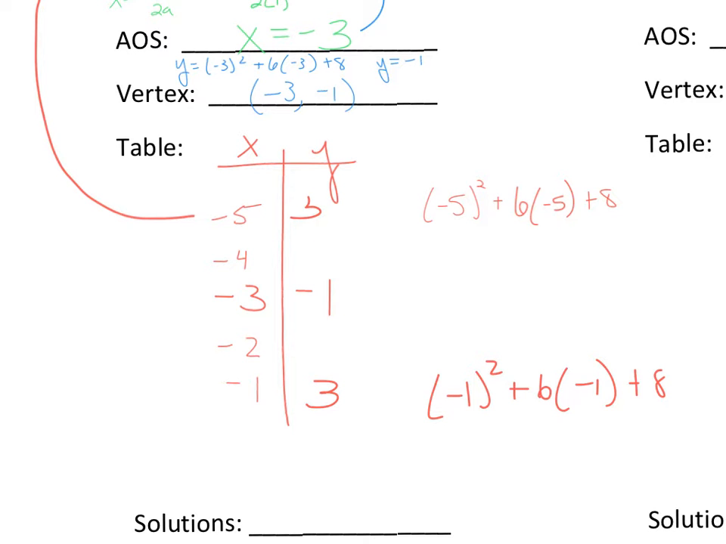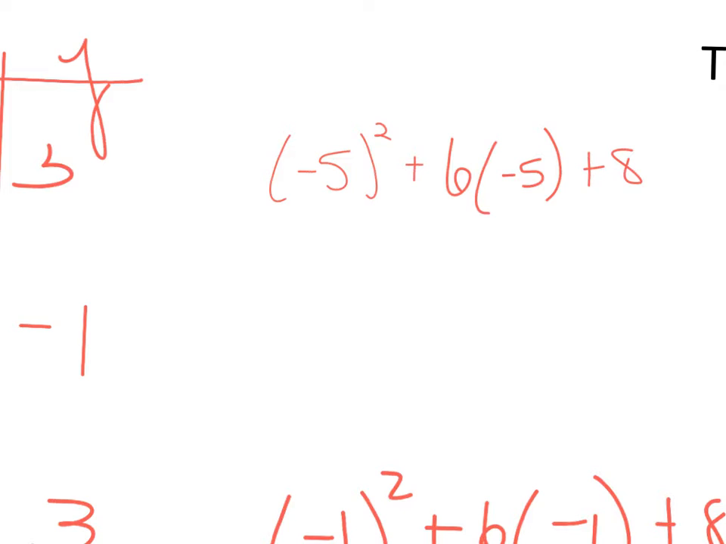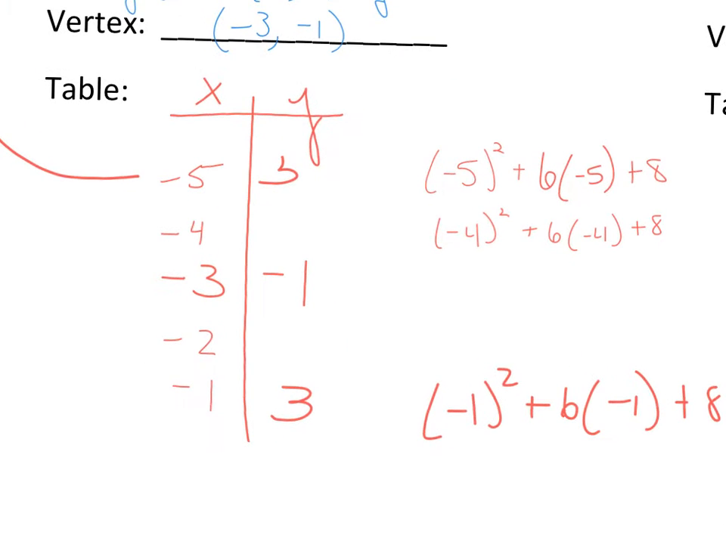Okay, now I'm going to do the same thing for -4. So I'm going to take -4 squared plus 6 times -4 plus 8. Okay, and I'm going to type this in my calculator. And I ended up with 0. Now again, because it's symmetrical, whatever I have here, I have down here. And we'll put 0 here.